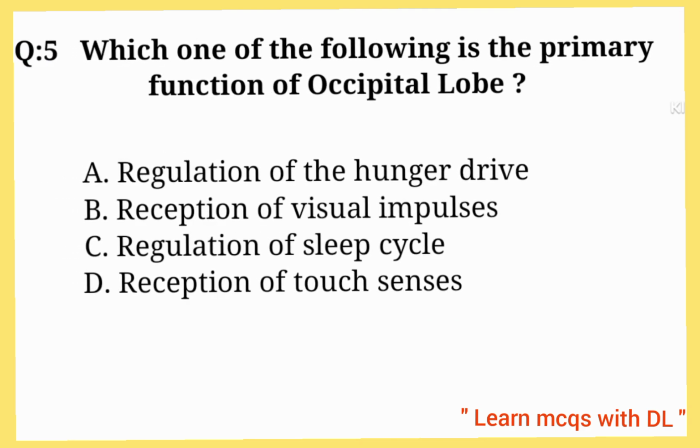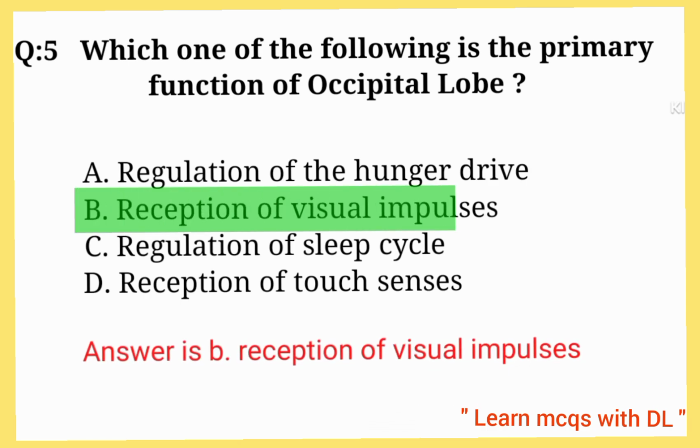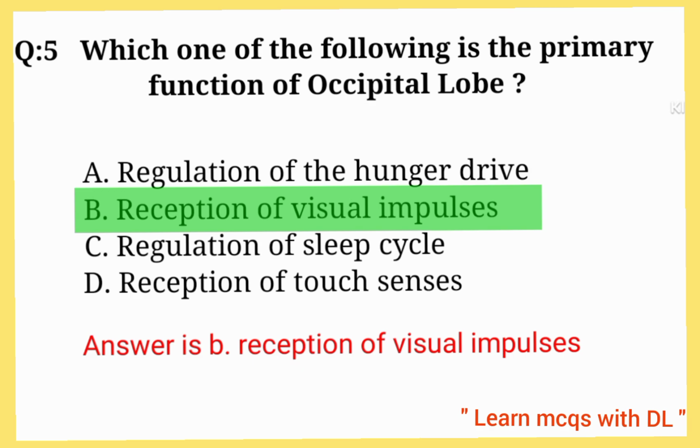Question number 5. Which one of the following is a primary function of occipital lobe? Regulation of hunger drive, reception of visual impulses, regulation of sleep cycle, reception of touch senses. Correct option is option B. Reception of visual impulses is a primary function of occipital lobe.